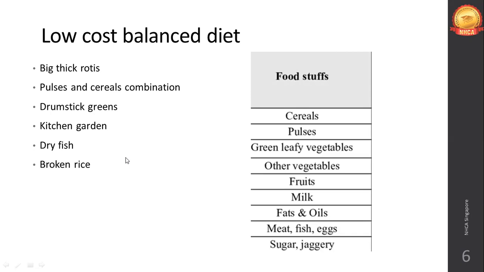Broken rice is also quite less expensive, and from ration shops and all, broken rice can be easily procured. Jaggery and toned milk. Instead of sugar, you can go for jaggery.